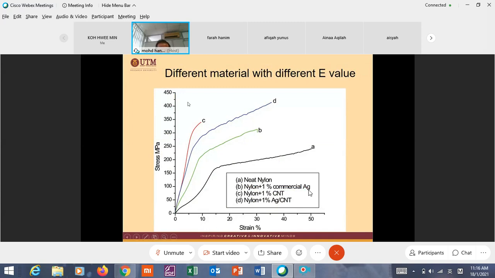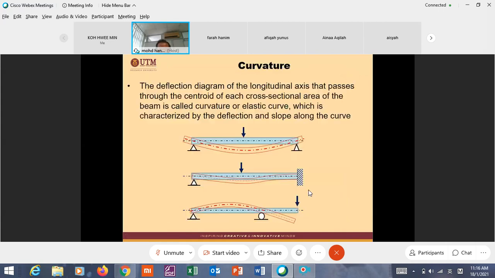We are now talking about this area, not this area. This area is called non-elastic, or we call it the plastic zone. Of course, we don't want our beam, our structure, to reach the plastic zone, only the elastic zone. What is elastic? The elastic zone is when you unload or remove this load, it will come back to the original position. It is called elastic.